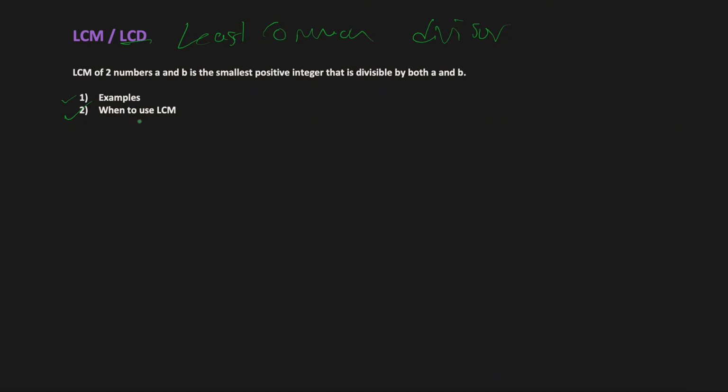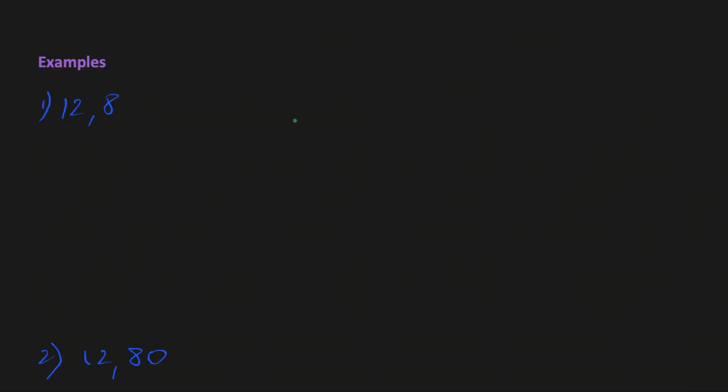Cool. So the general definition of LCM or LCD is this: let's say I have two numbers, A and B. LCM would be the smallest possible positive integer that is divisible by both A and B. We'll go through this statement again and again when we go through a couple of examples, but this is the general definition of what an LCM is. So let's go through a couple of examples.